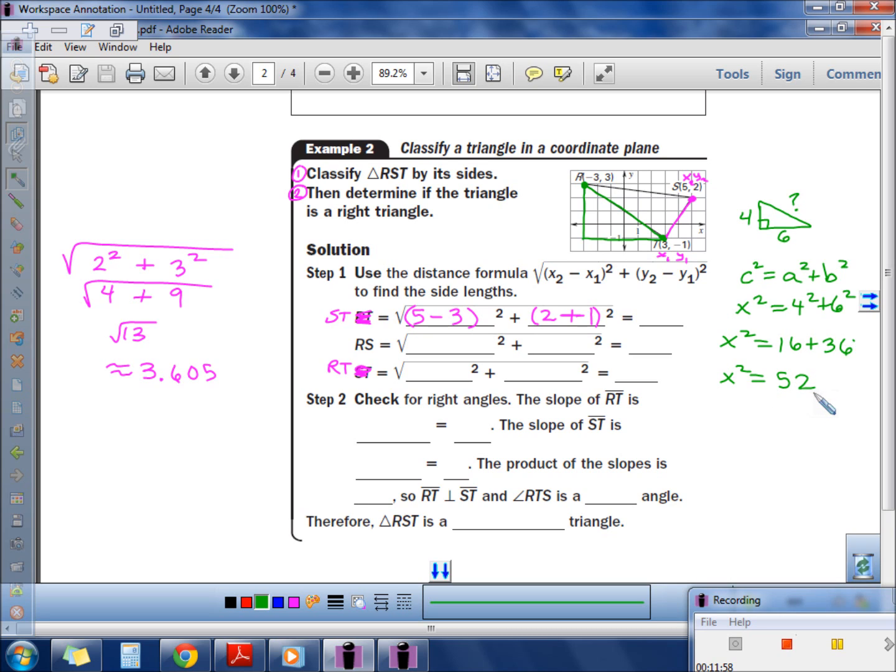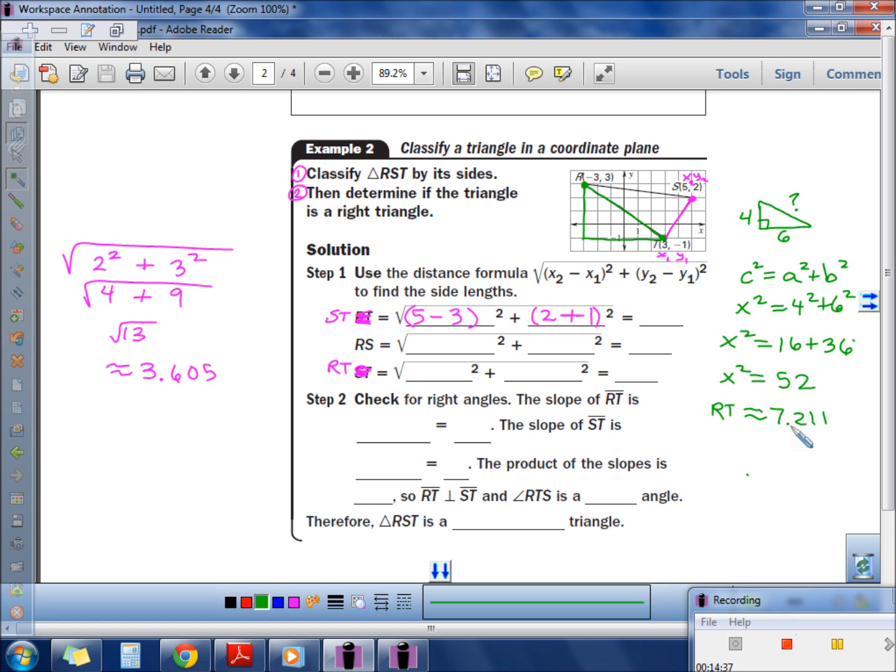And some people do some silly stuff here. What do you do at the end? Square root to get rid of the square. When you do that, you should get about 7.211. That's good. So this was the length for RT. So at the end, I could change it back and just say RT is approximately 7.211.